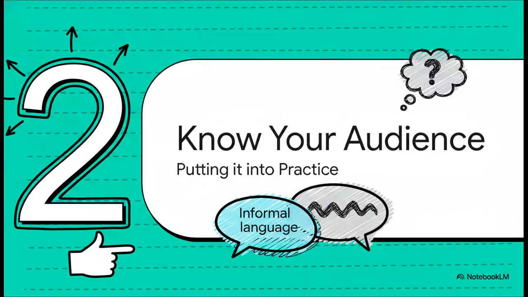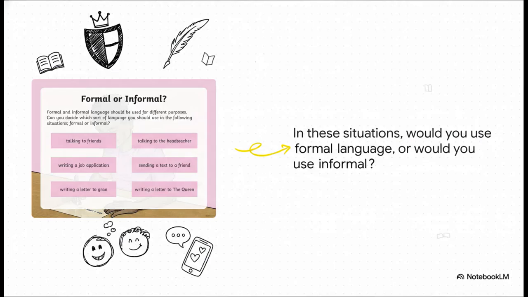Okay, so we've got the golden rule down. Now let's see how this knowing your audience thing actually works in the real world. I mean, it's one thing to know the rule, but it's another thing to apply it. So let's put your instincts to the test a little bit. Have a look at these different scenarios. We've got stuff like applying for a job, talking to your school's head teacher, or just firing off a quick text to a friend. For each one, what's your gut feeling? Formal or informal? Go ahead. You can even pause for a second and think about it.